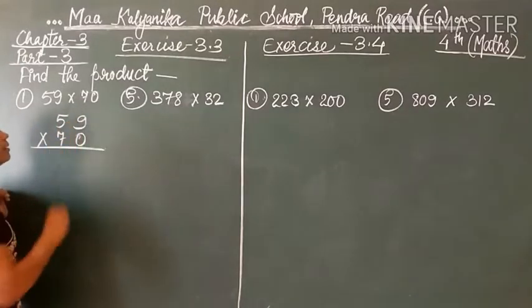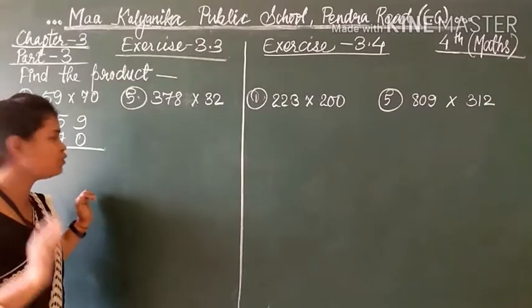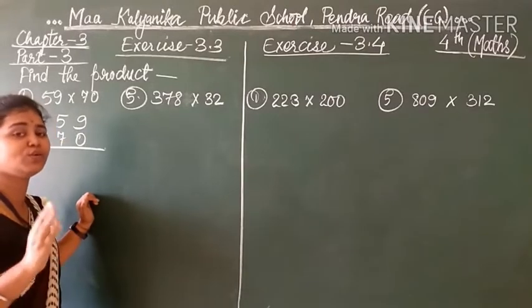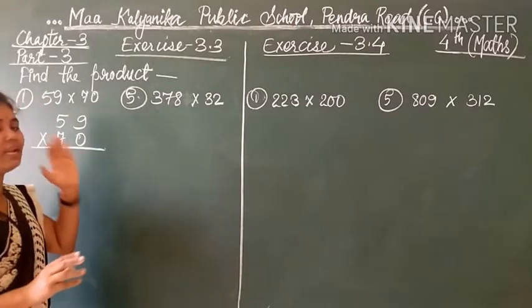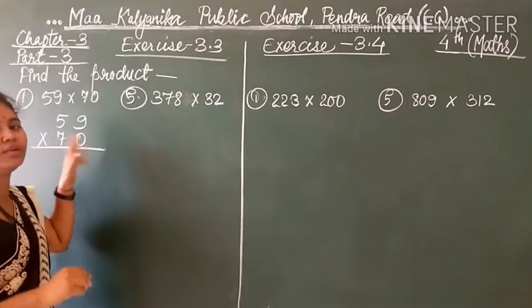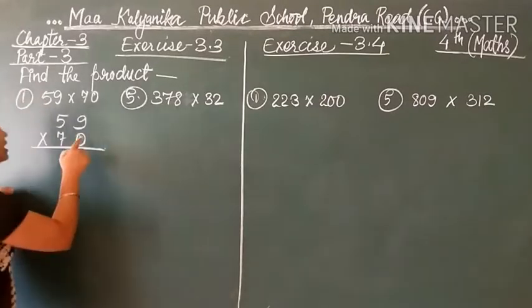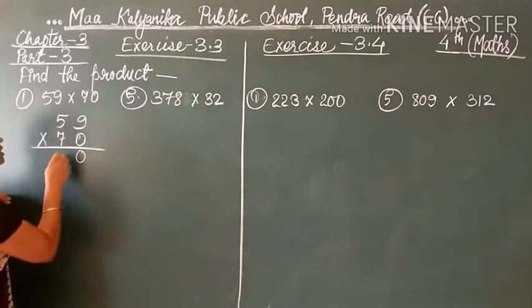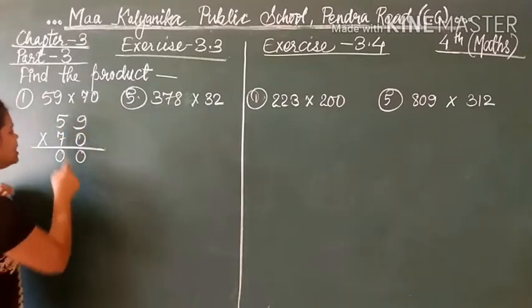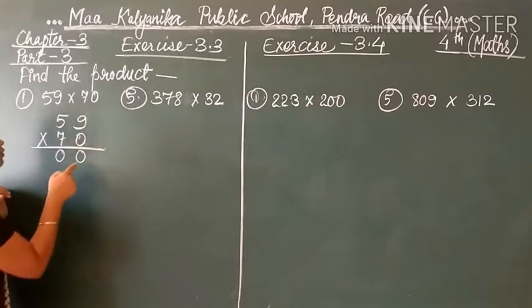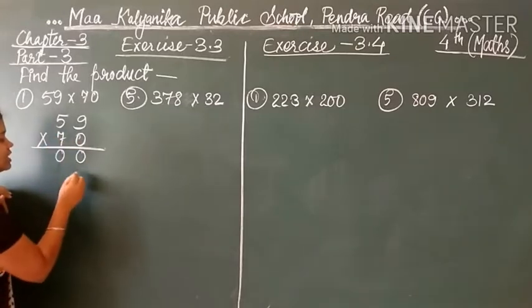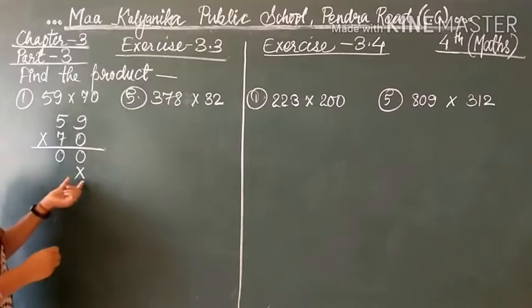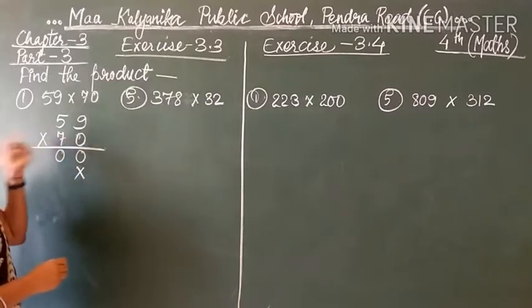Now 0 multiplied by 9. Students, the rule of multiplication, you know very well that if any number is multiplied by 0, the answer is 0. So simply 0 nines are 0 and 0 fives are 0. Okay. Now moving to the next number. So we are moving to the next step now. So we will put a cross because we are now multiplying the second digit.